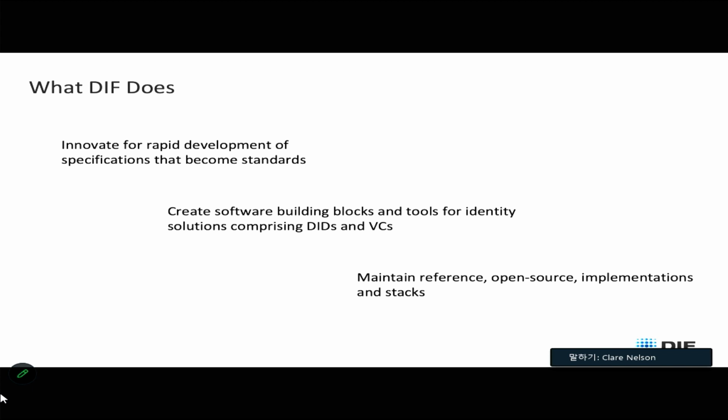And number two, we create software building blocks and tools for identity solutions comprising DIDs and VCs. I understand this is an advanced audience, so DIDs are decentralized identifiers, and VCs, of course, verifiable credentials. And then thirdly, DIF maintains reference open source implementations and software stacks. And we are in the midst of talking with Consensus Mesh and soon the Veramo code, which is a full stack. It's a good example of how to implement decentralized identity solutions. It will be transferred to the Decentralized Identity Foundation.